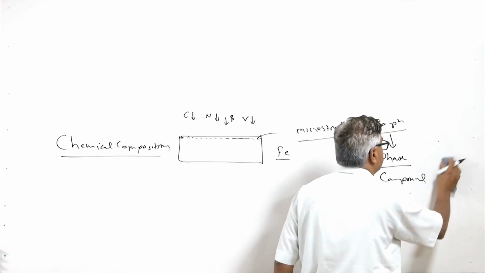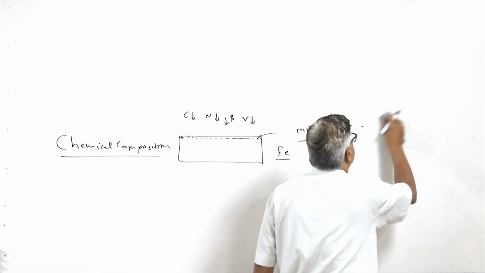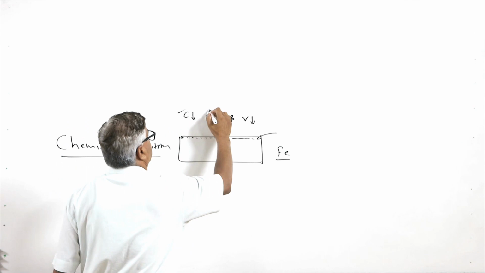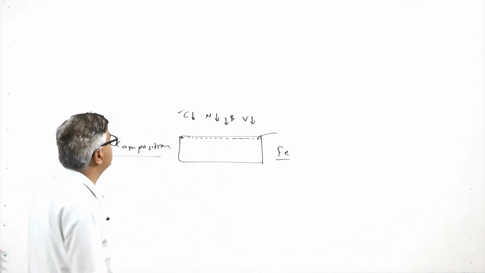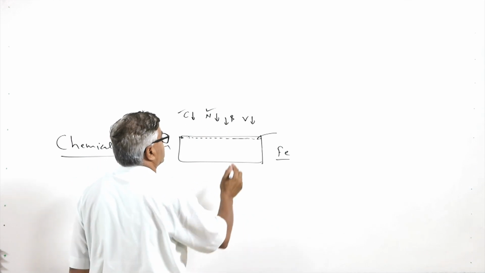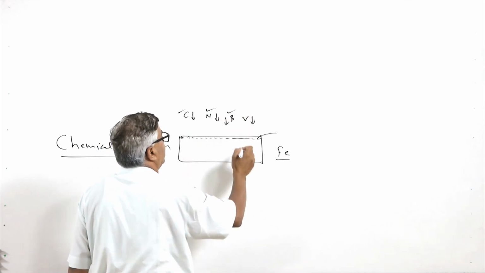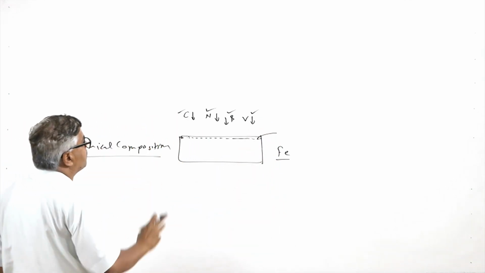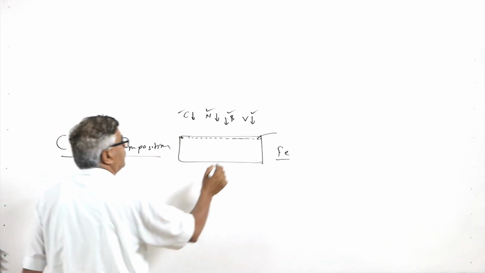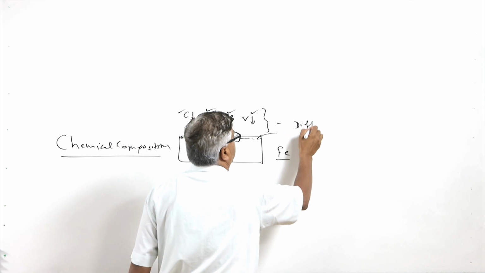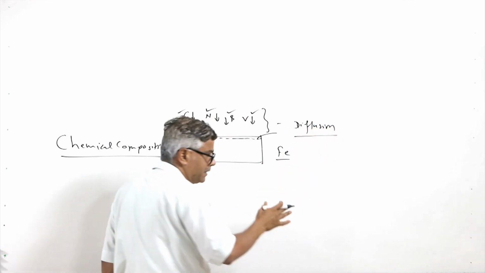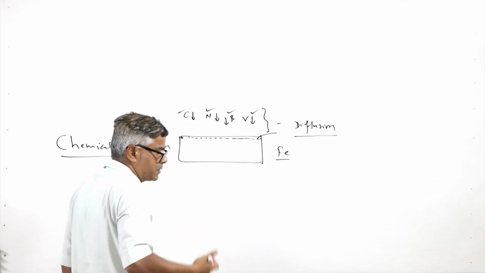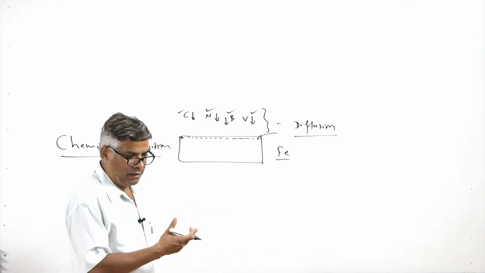For this purpose, some common elements are introduced in the surface of ferrous metals: carbon is introduced in the carburizing process, nitrogen is introduced in the nitriding process, the boronizing process introduces boron, and vanadizing introduces vanadium. So this is one category of processes, where diffusion is involved for modifying the near surface layers.